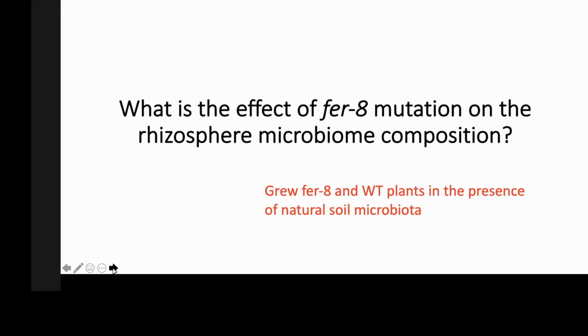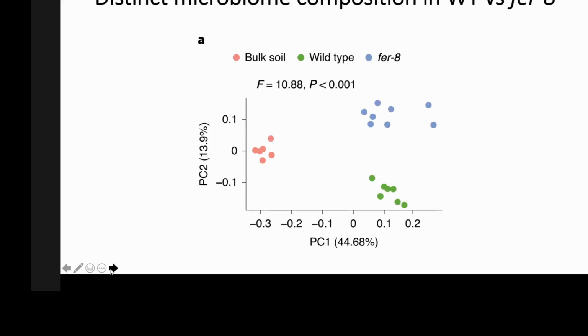And to answer this question, what they did was grow FAIR8 as well as wild type plants in the presence of natural soil microbiota. And what they found when they did this analysis was that there was a distinction between the microbiomes of wild type and FAIR8. So here we see that FAIR8 and wild type cluster very distinctly. So the microbiomes are very distinct for these plants.